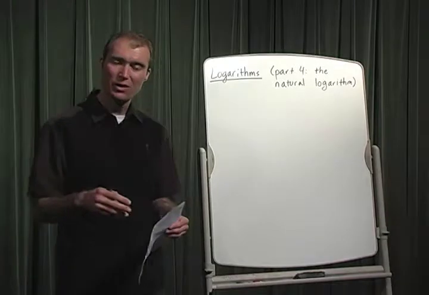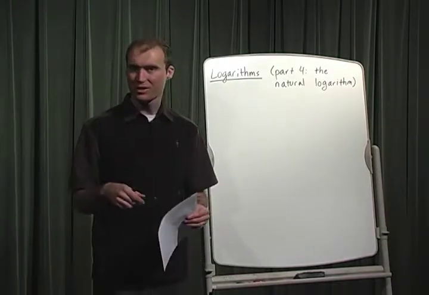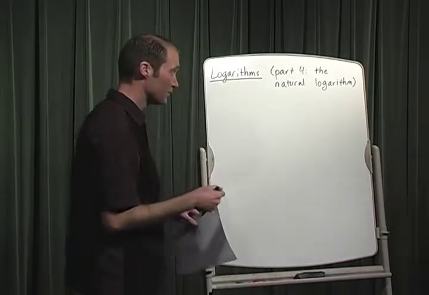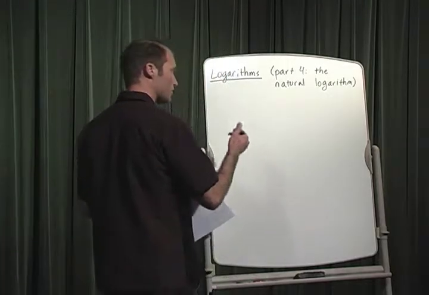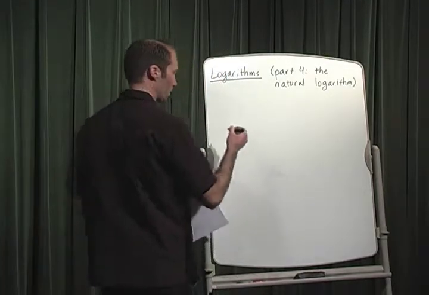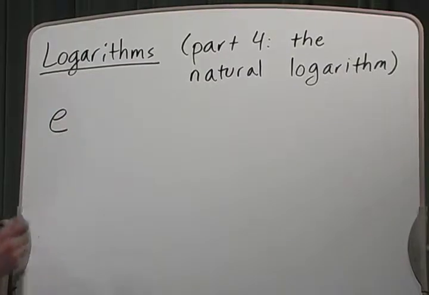I'd like to talk with you about part 4 of my series on logarithms. I'd like to talk with you about the natural logarithm. Well, let me first introduce you to a number. This number is called e, and it comes up a lot in different applications.